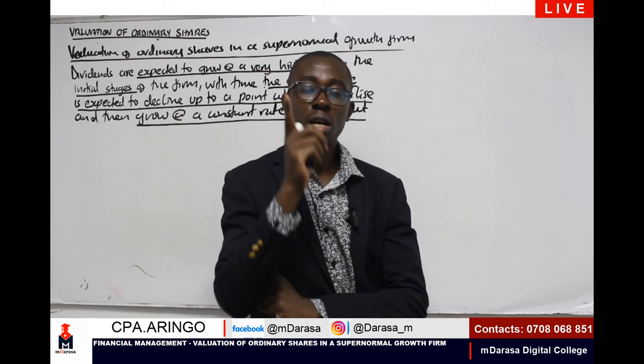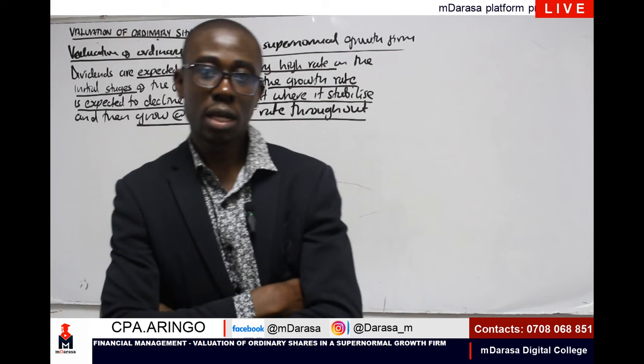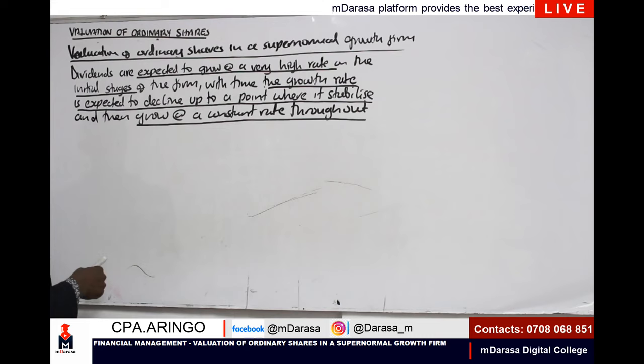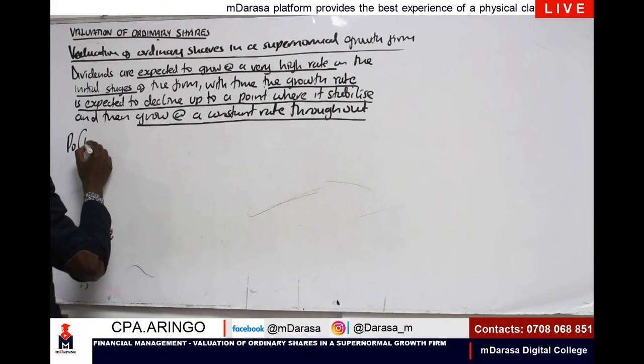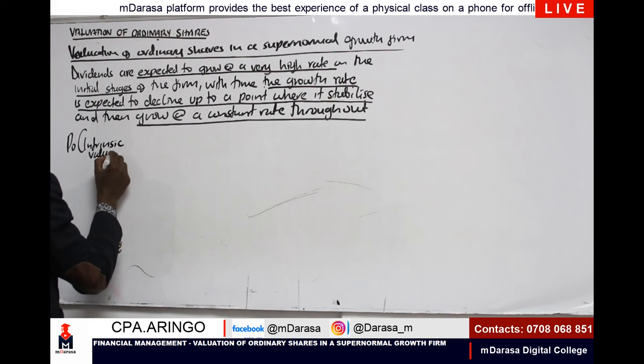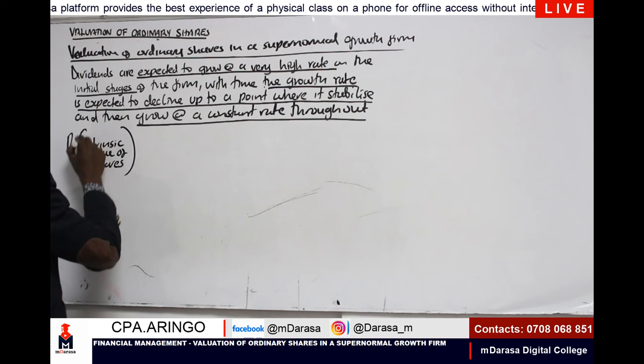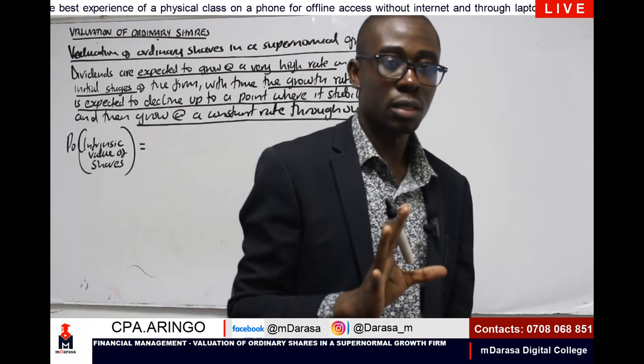Then the next question will be, how will you determine the intrinsic value of such a share in this firm? So how will you determine the P0, the intrinsic value of the shares in such a firm? That is very important to understand. You'll find that at this point, I'll be having two components to consider.